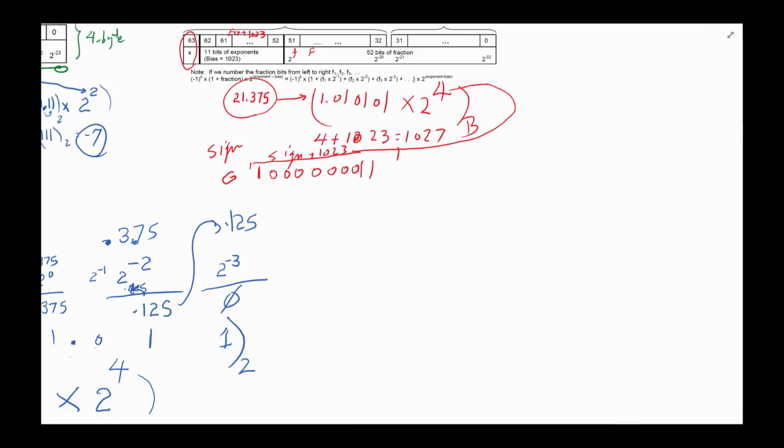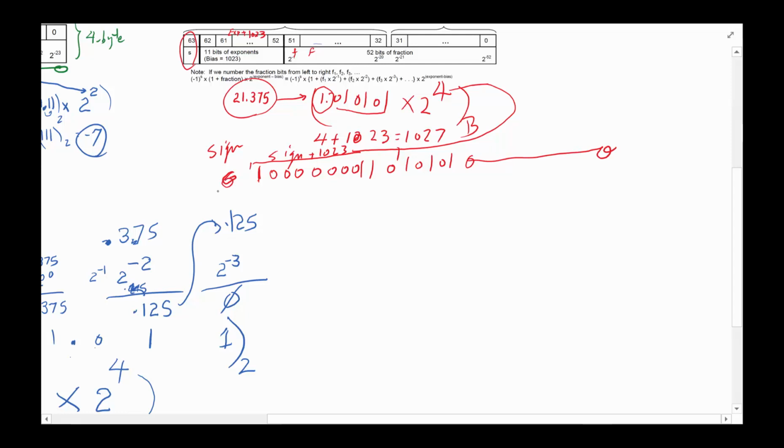So this number is 127 if I did it right. You got 124 here, and you got 3 in here, so that gives us 127. Next, I got to write all the fractions. Remember, this leading one is implied, so we only write this piece of it. So it's going to be 0, 1, 0, 1, 0, 1, and the rest of the bits all the way to the end are all going to be zeros.